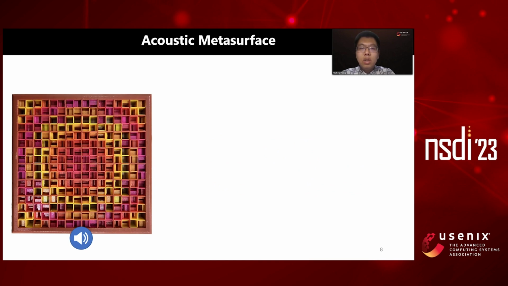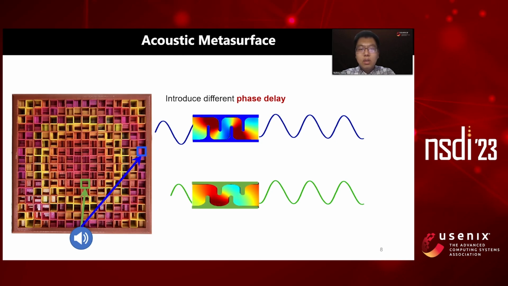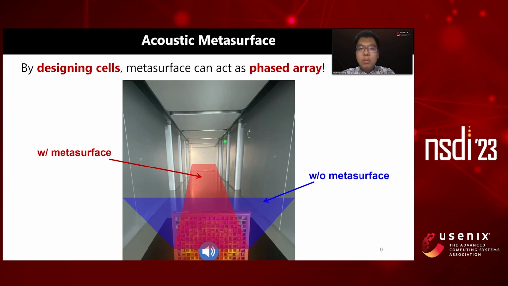For example, if there is a single speaker, we analyze two of the different sound paths, the blue one and the green one. The blue and the green incident waves have different phases when they reach the metasurface. We can introduce different phase delays using different cells for the blue one and the green one. By doing this, we can make the two outgoing waves have the same phase. In other words, the metasurface gathers the sound power in the blue area into the red area, making sound propagate farther.